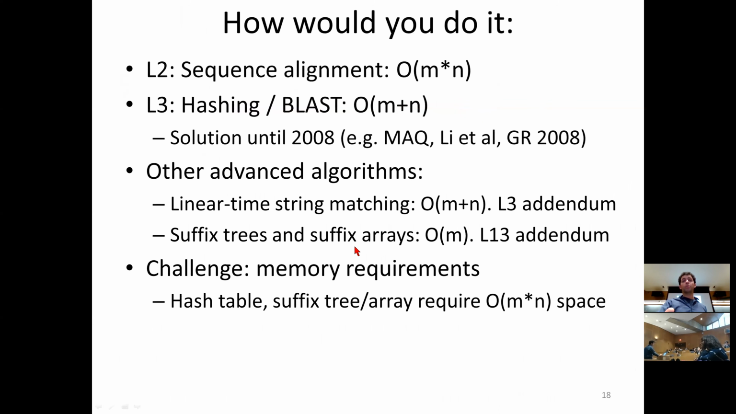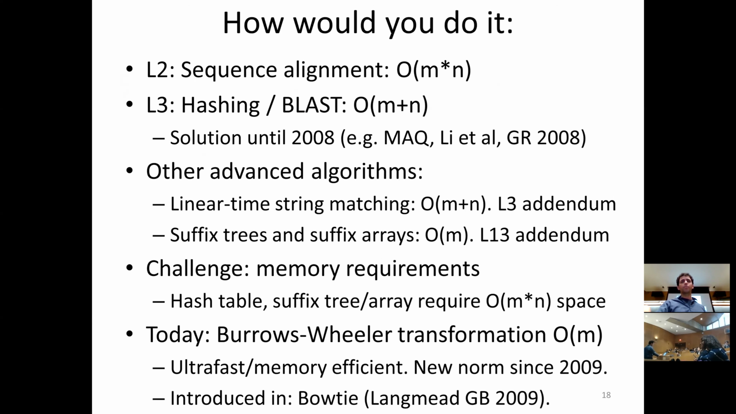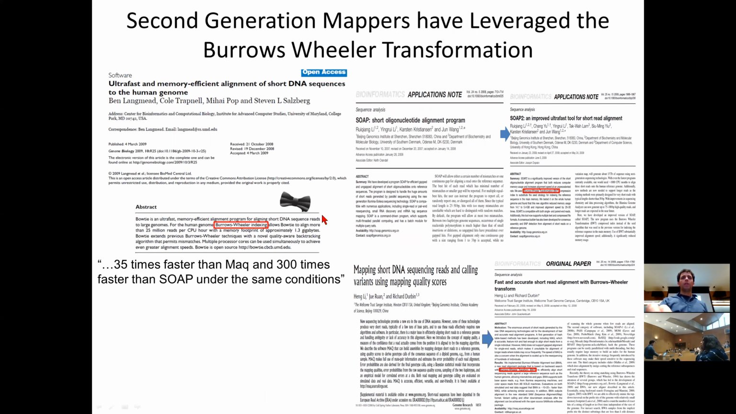The problem is that a lot of them are memory heavy. Today we're going to look at something that actually has a very, very small memory footprint. This basically became the new norm since 2009, when this paper appeared by Ben Langmead. This now has thousands of citations.